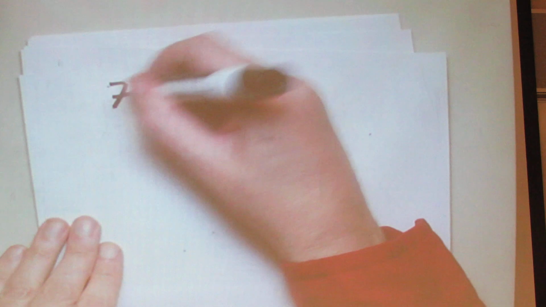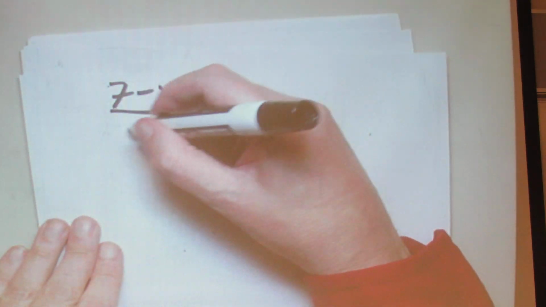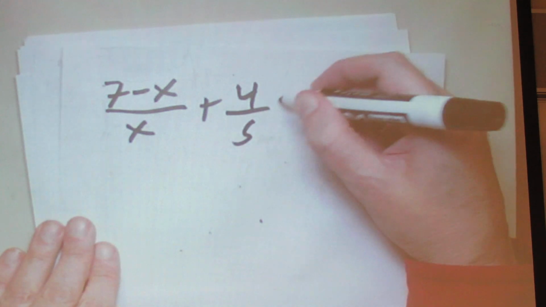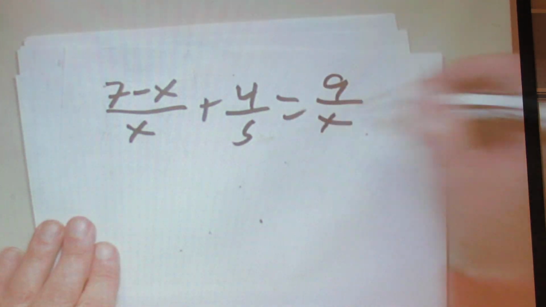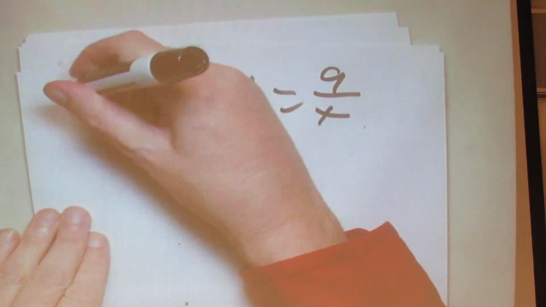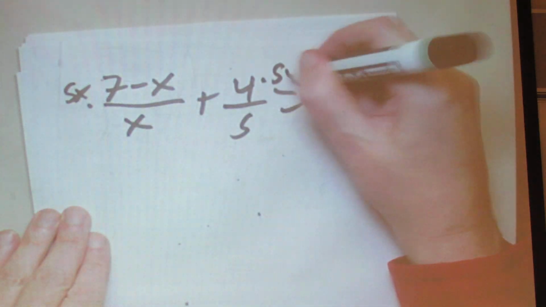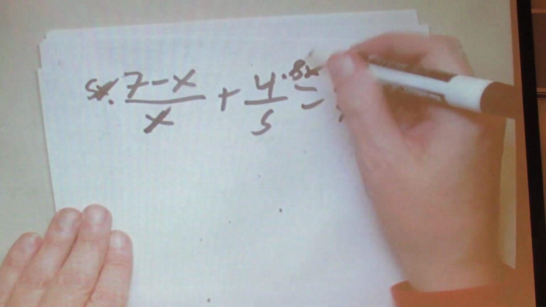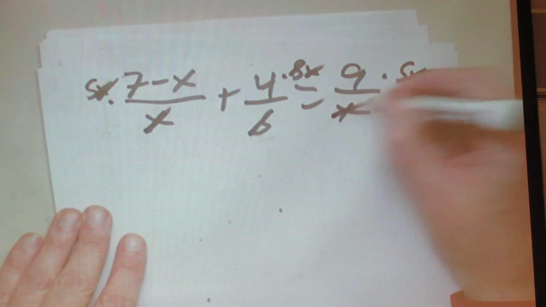Then let's say we have 7 minus x over x plus 4 over 5 equals 9 over x. Our least common multiple here is 5x. So I want to get rid of my fractions. I'm going to multiply this by 5x, this by 5x, and this by 5x. When I do that, these x's will cancel, these 5's will cancel, and these x's will cancel.